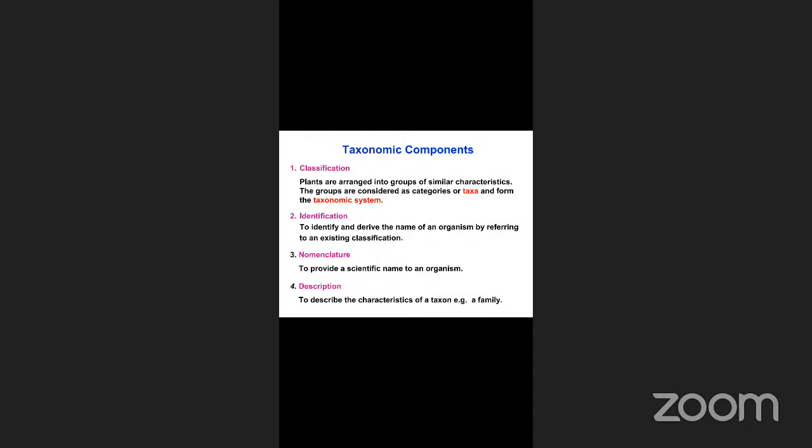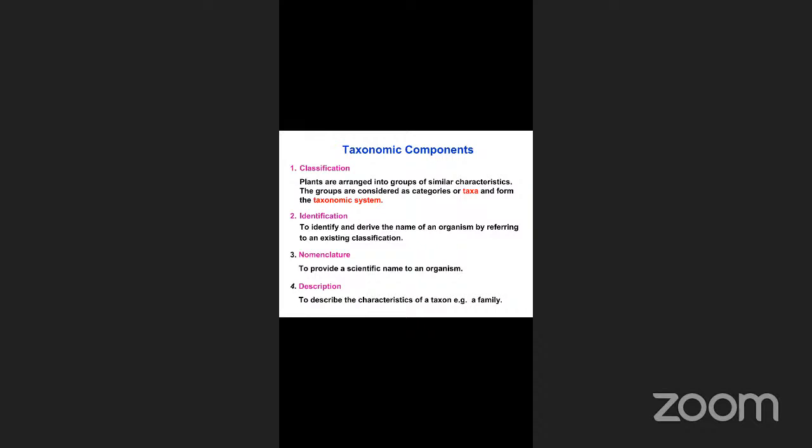Next, identification. First we observe different types of taxa or groups of plants. First classification, then second we go to identification. To identify and derive the name of an organism by referring to an existing classification. We think about which classification it belongs to at the time of observing. That is identification.